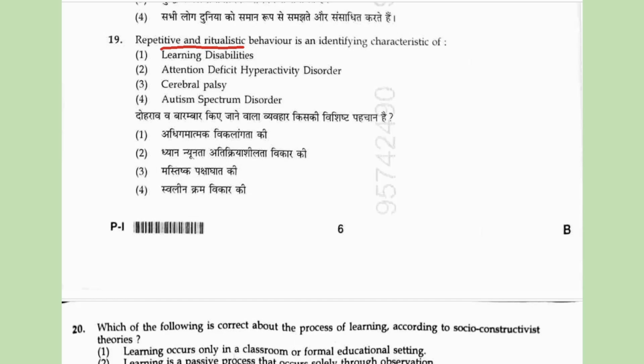Repetitive and ritualistic behavior. This is a sign, a characteristic of autism spectrum disorder.